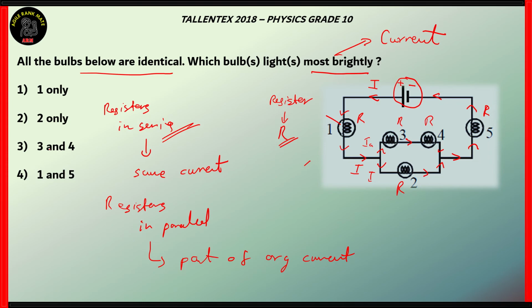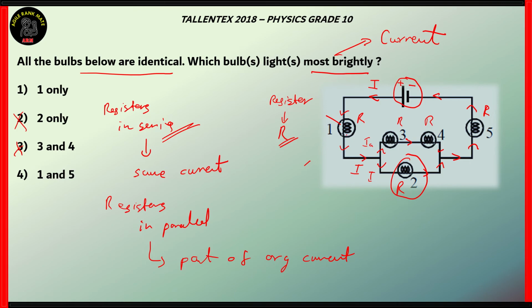Now, if you look at option 2, which says 2 only, that's incorrect because 2 is connected in parallel. Option 3 that says 3 and 4 is also incorrect. Now, what's the reason for that? The reason is that both bulbs 3 and 4 are connected in series to each other, but that combination is connected in parallel with bulb 2. So that means, because of it, the original current would then split into 2, and one part of that current would flow through both bulbs 3 and 4. So therefore, that means it does not receive the original current. So that means option 3 is also incorrect.